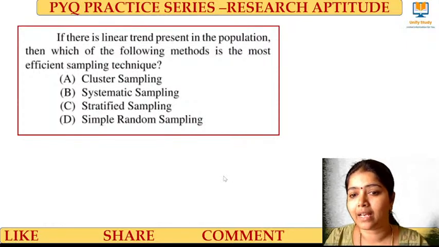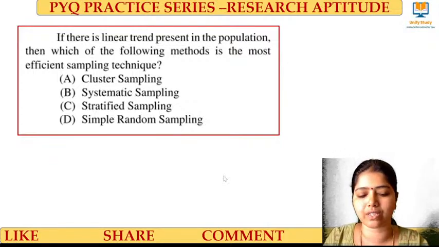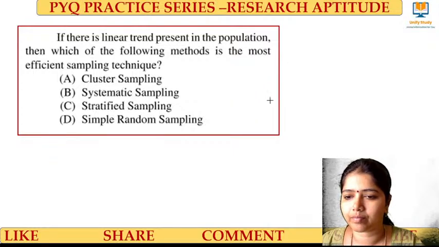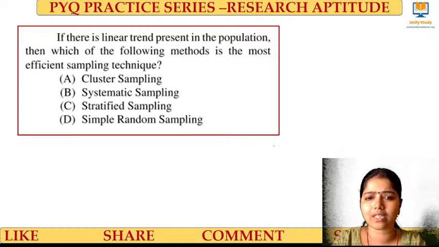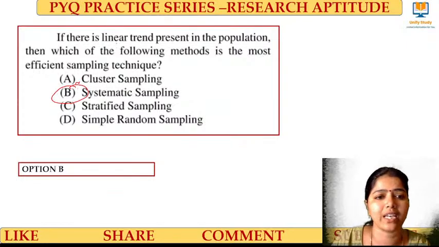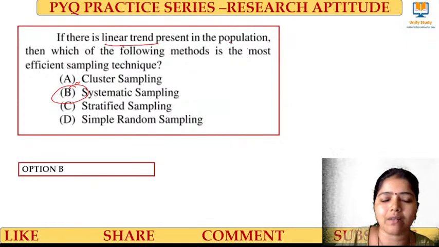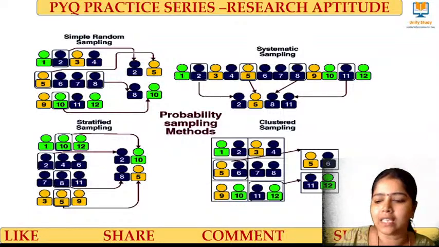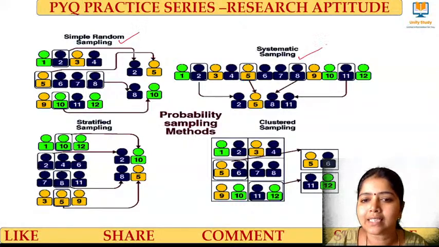Next question is from sampling. In the upcoming NET exam also, many questions are being asked from sampling. All the shifts were asking questions from sampling. Very good. I'm getting B and C answers. The right answer for this question is systematic sampling. What's the question? If there is a linear trend present in the population, which of the following methods is the most efficient? See, these are the types of probabilistic sampling methods: simple random, systematic random, stratified sampling, and cluster sampling.